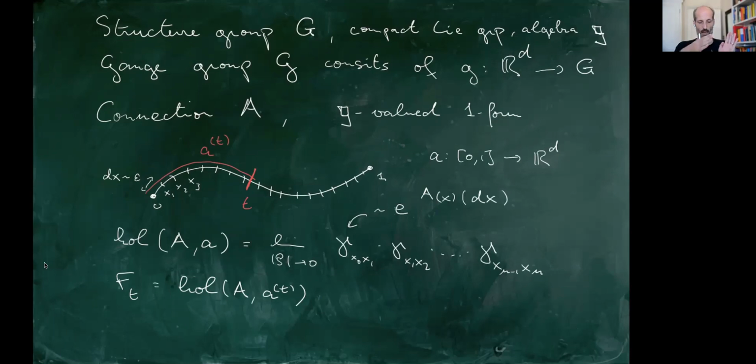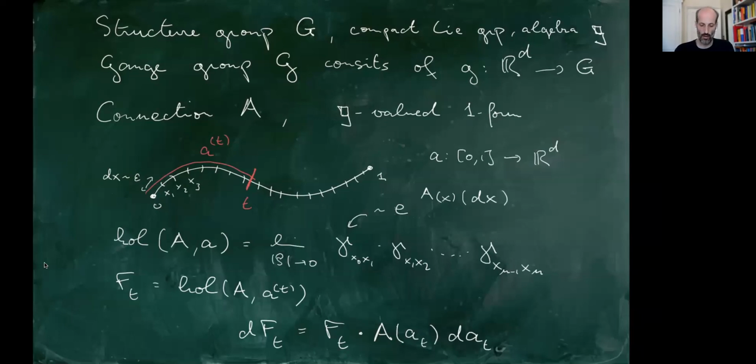And so if you look at the holonomy along a path a up to some time t, and then you vary t, what you see from this expression, if you sit down for a couple of minutes and figure out what it means, is that f solves the differential equation df_t is equal to f_t times A of a_t da_t.